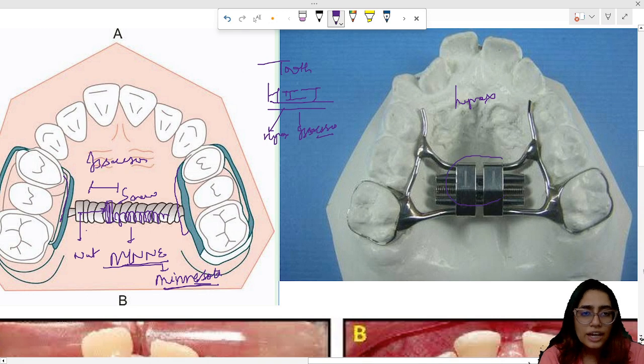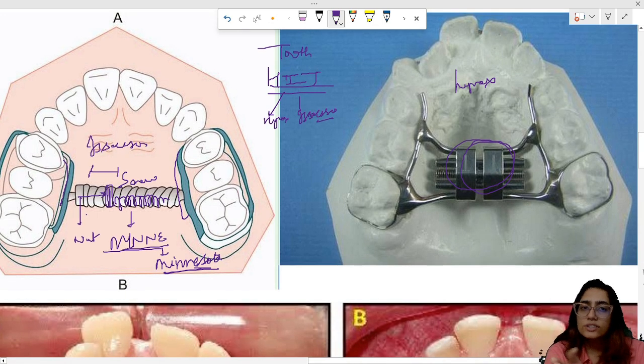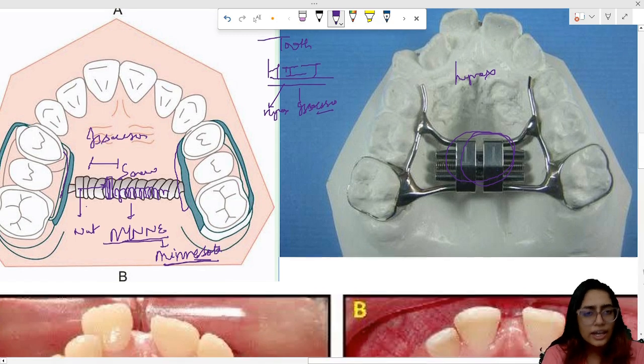So this is a special Hyrax screw, right? It will be easier to identify because it is not tooth and tissue bond, and it is not a circular screw like that seen in Isaacson. So this is the Hyrax screw. This is the Hyrax appliance.